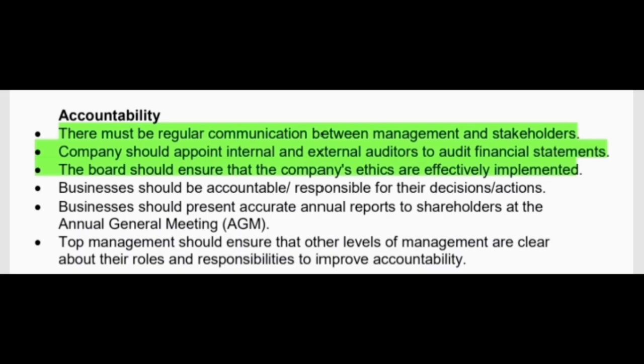The corruption in the workplace, or the dishonesty, or the betrayal of other people in the workplace. Now we move to accountability. Can you please kindly look at the screen so that you can see what we are talking about when we talk about accountability? There must be regular communication between management and stakeholders. Number 2, businesses should be accountable and responsible for their decisions or actions.